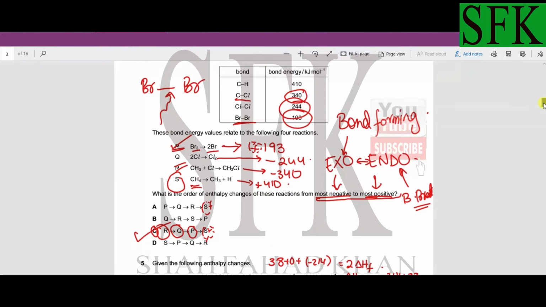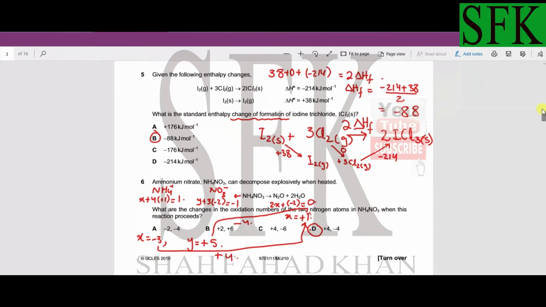Now let's move on to the next part. All right, Hess's cycle, Hess's law. These are the enthalpy changes given. What is the standard enthalpy change of formation of iodine trichloride? For this question, you need to know the definition of enthalpy change of formation. Enthalpy change of formation is the enthalpy change of a reaction in which 1 mole of a compound is formed from its elements, under standard conditions in their standard states, because they're asking us the standard enthalpy change of formation.